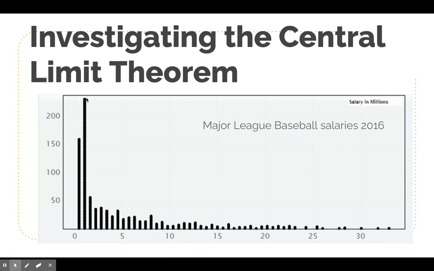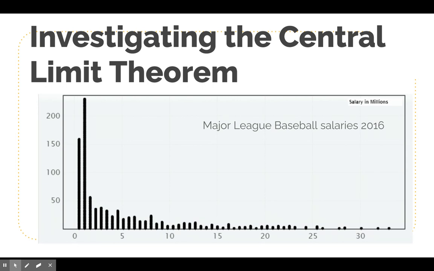Okay, so here is the distribution of MLB salaries in 2016. You can see it is definitely skewed right. You have some lower ends, but then of course you have players who make on the significantly higher end of things. And this is where the population is not approximately normal.